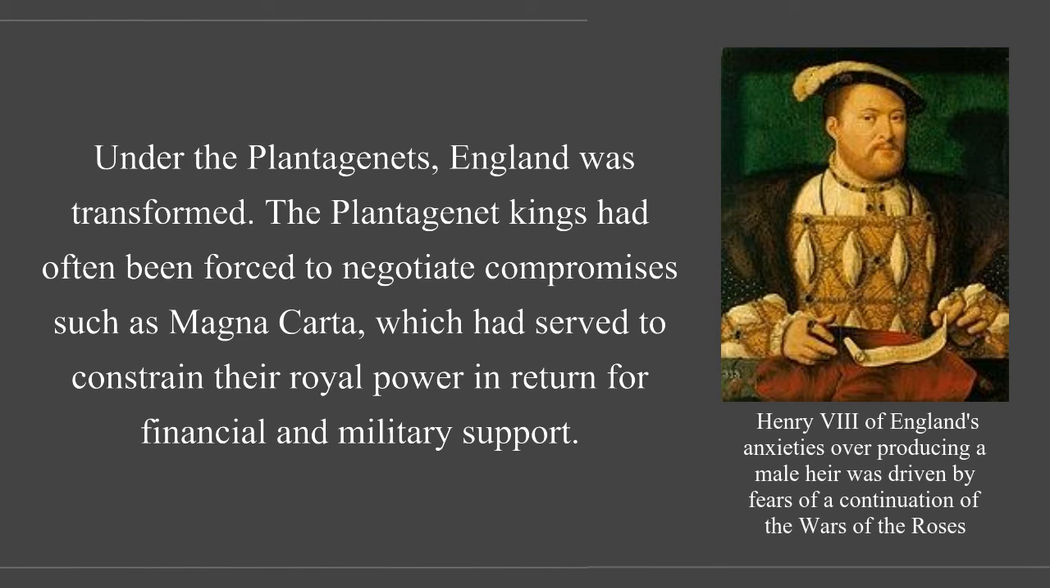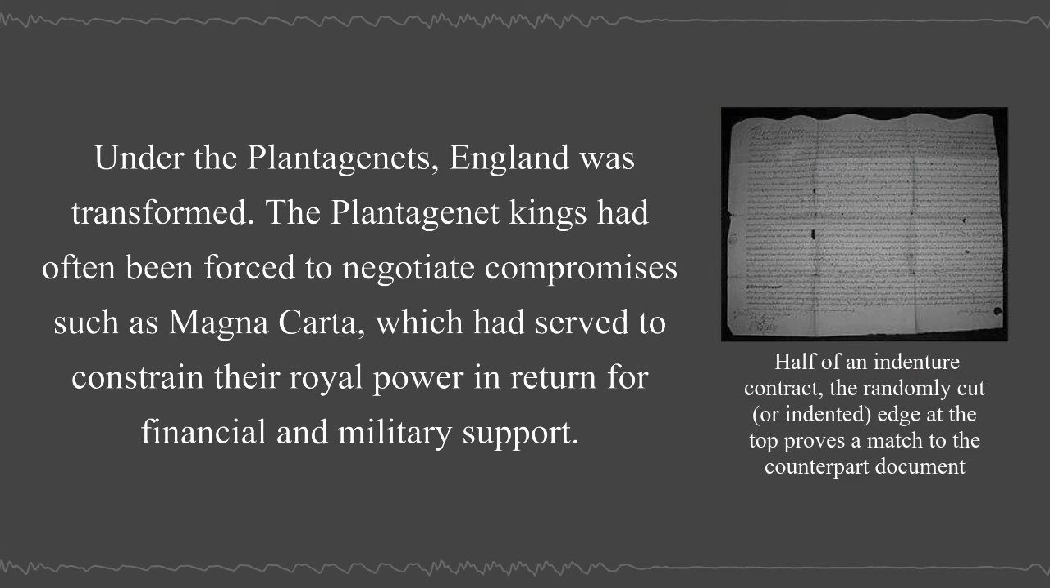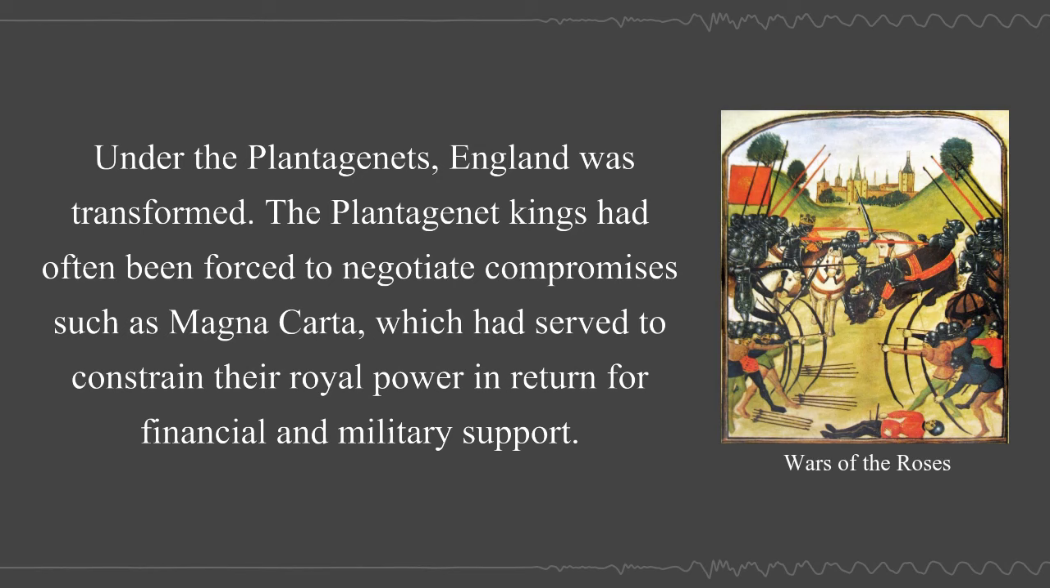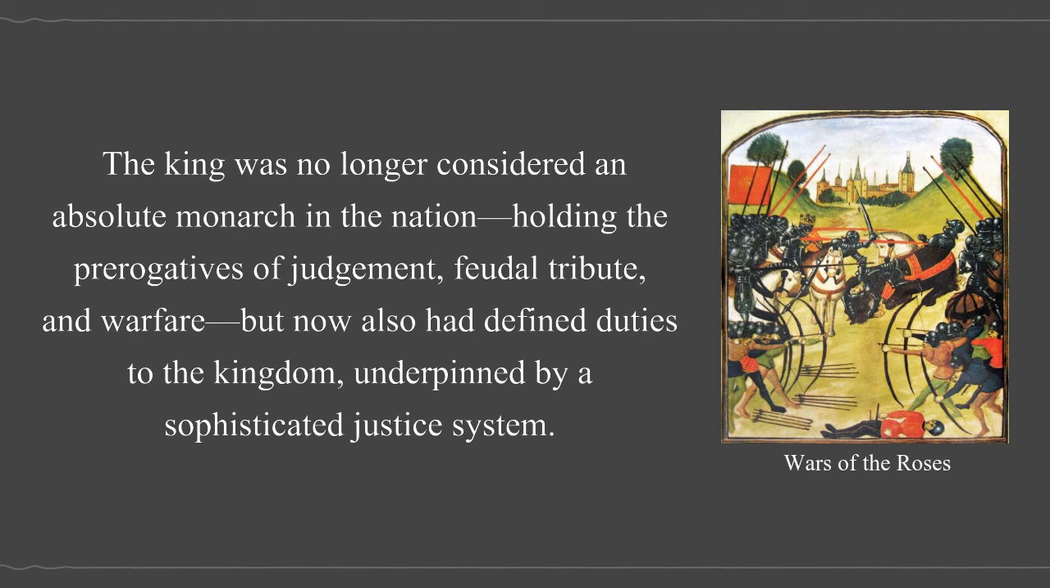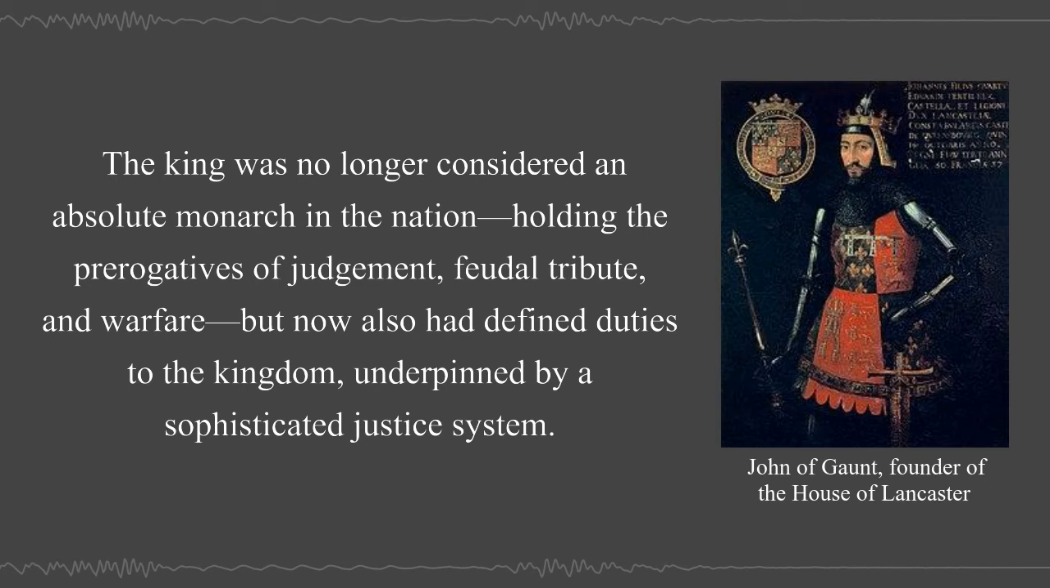The Plantagenet kings had often been forced to negotiate compromises such as Magna Carta, which had served to constrain their royal power in return for financial and military support. The king was no longer considered an absolute monarch in the nation, holding the prerogatives of judgment, feudal tribute, and warfare, but now also had defined duties to the kingdom, underpinned by a sophisticated justice system.